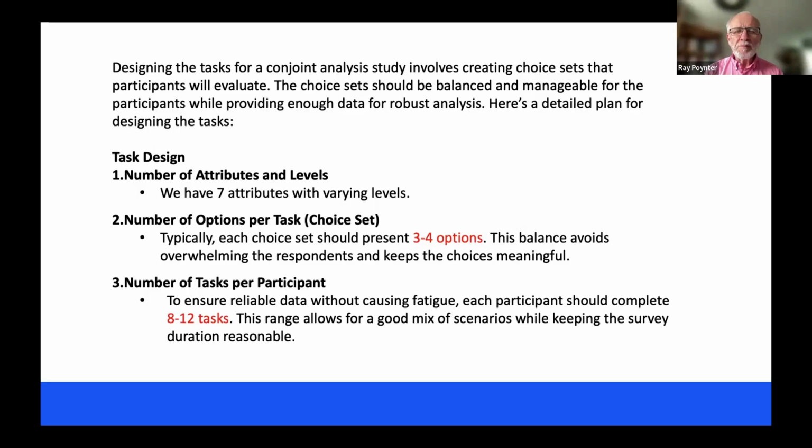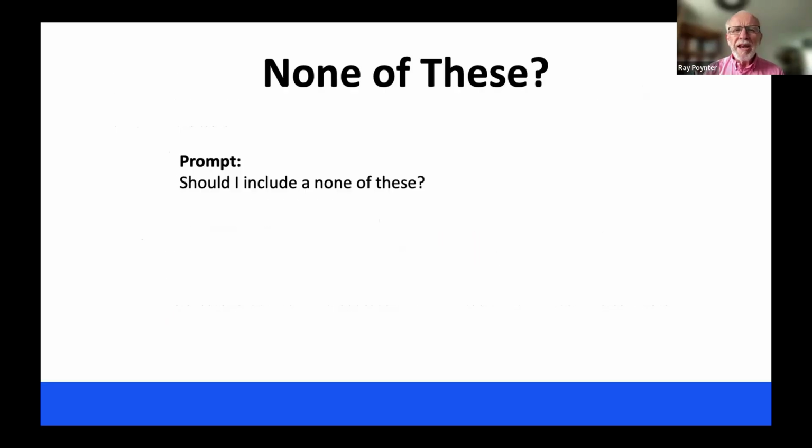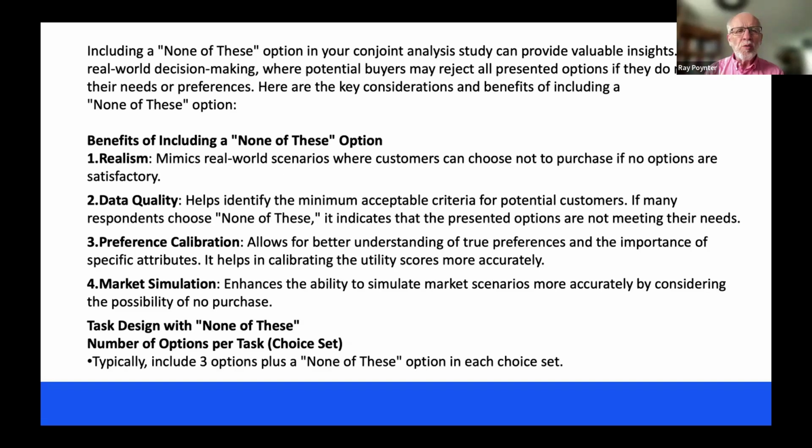So the number of options per task, it's suggesting 3 to 4 options per task. I tend to go with 4, but that's a reasonable suggestion to start with. Number of tasks per participant, very much in line with most modern thinking at the moment, 8 to 12 tasks. So that's quite acceptable. Then I ask it, should I include none of these? Because I'm relatively knowledgeable, I'm trying to develop my assistant to come along with me. It comes up with a whole range of reasons why none of these might be a good option.